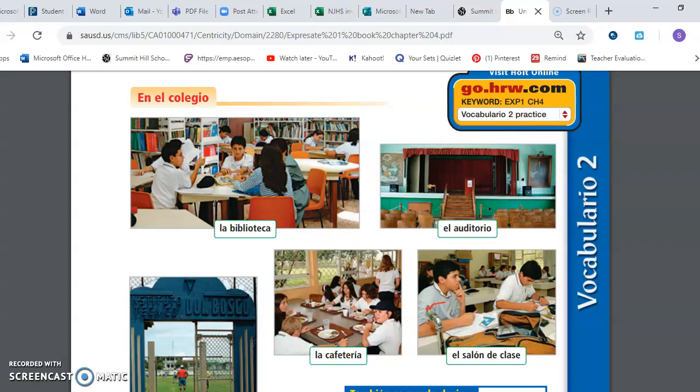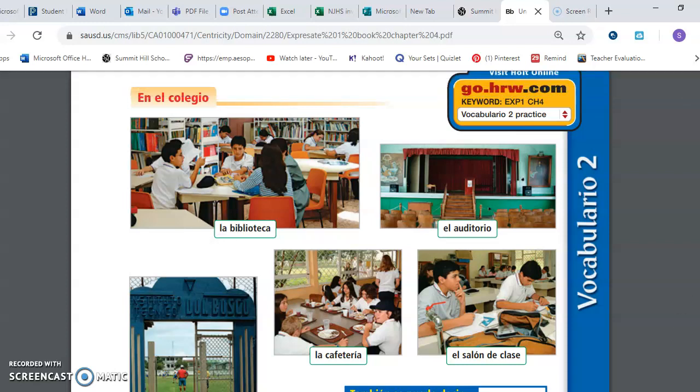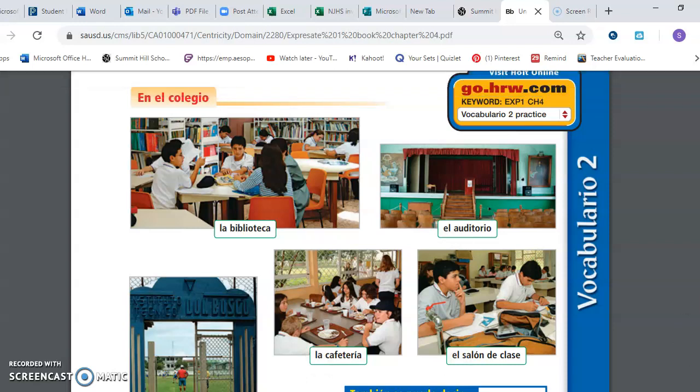We have la biblioteca. Notice we're just mentioning the places. This is why I use the definite article la, that's why I use el, that's why I use la, and that's why I use el. La biblioteca, the library. El auditorio, the auditorium. La cafetería.